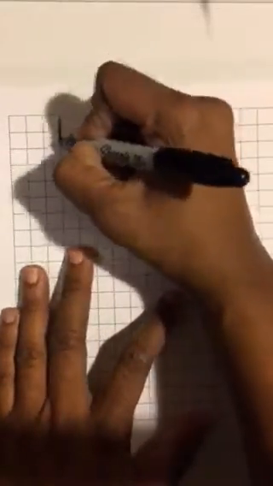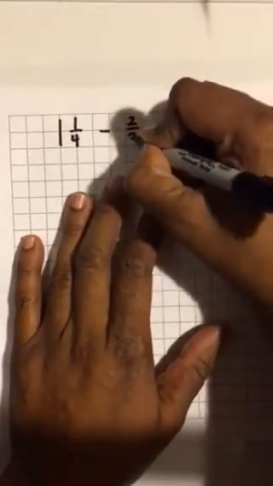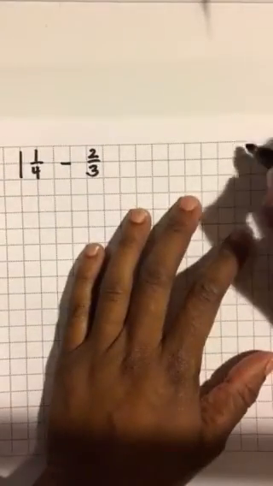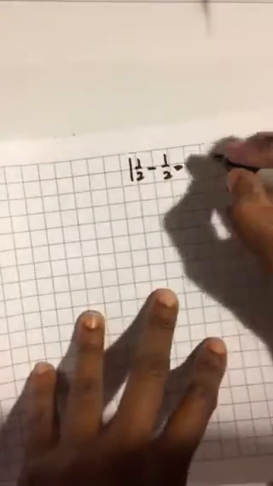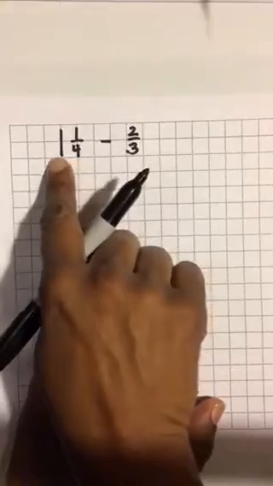Alright, let's do 1 and 1/4 minus 2/3. Okay. Still want to estimate. 1 and 1/4 is about 1 1/2, and then 2/3 is about 1/2. So 1 1/2 minus 1/2 is 1. So my difference should be about 1. What I'm going to do is, for right now, ignore the whole, because technically this whole is 4/4. So the denominator is 4.